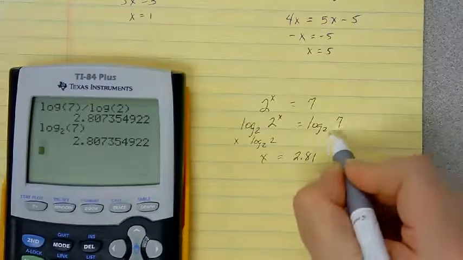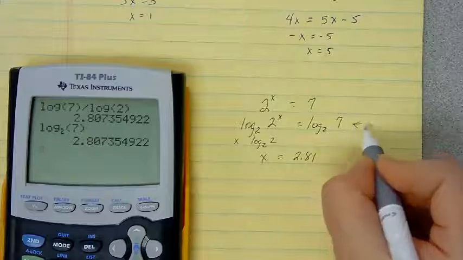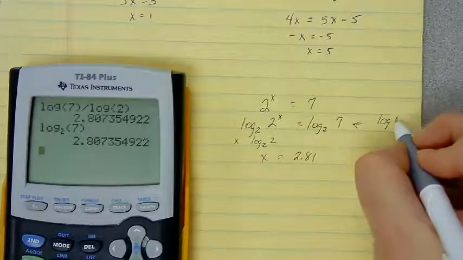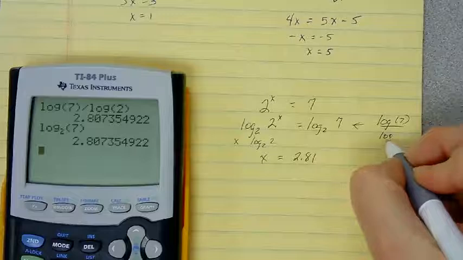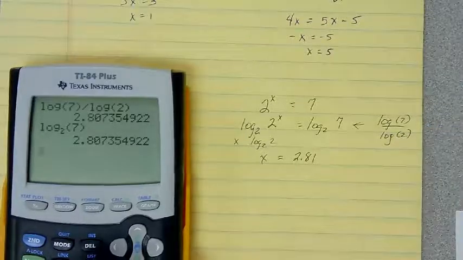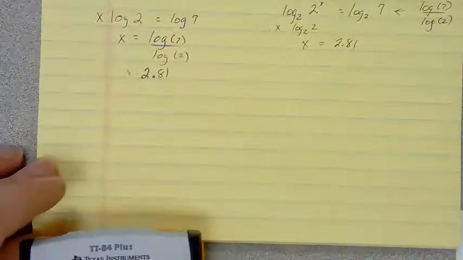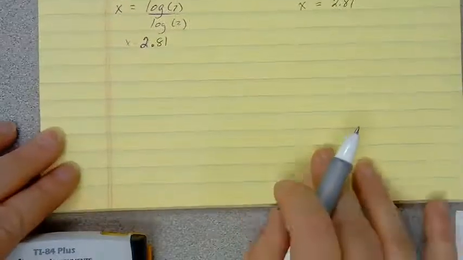And the reason it gives you the same answer is because, if you use the change of base formula, this is log 7 over log 2. So you're really doing the same thing both ways. But I'm going to show you both ways on each of these problems for a little bit. Okay, let's do one more like that.